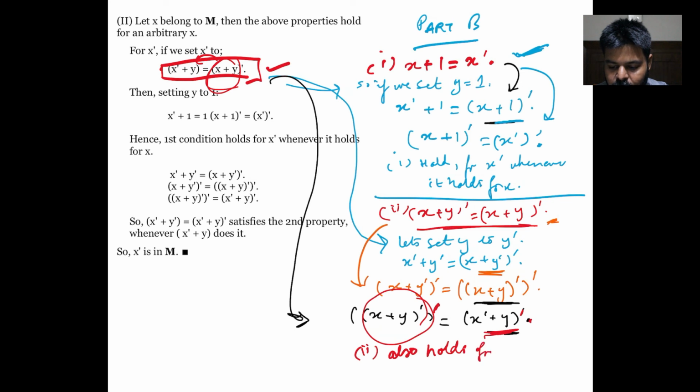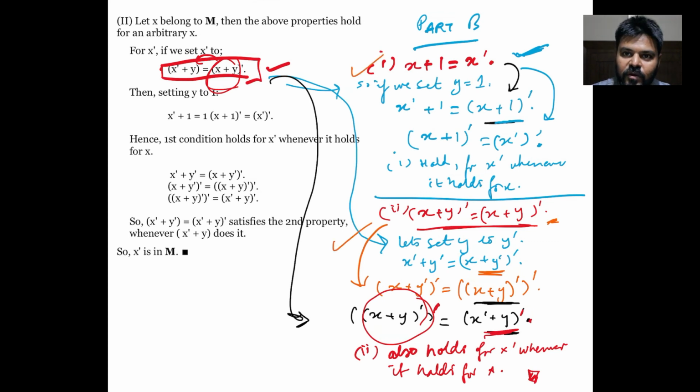for x prime whenever it holds for x, and hence we have shown that both of these properties exist. And so we have proved the uniqueness of addition, that x plus y is a unique number, and it exists. So these were the two parts, and it was a tedious proof, it was a difficult proof, but we have seen how step by step it follows.